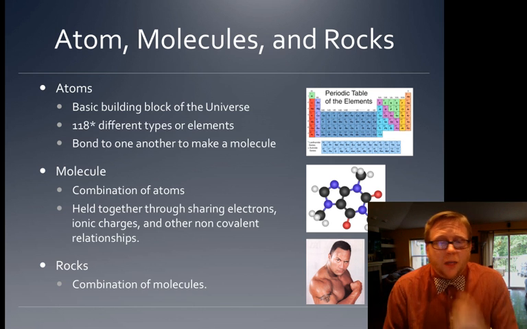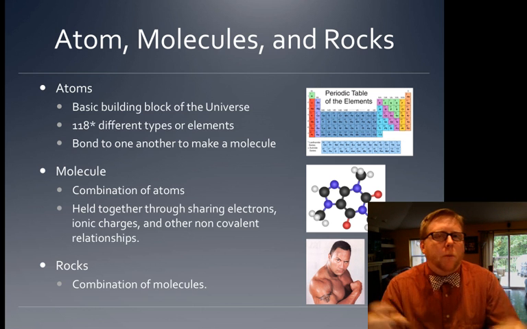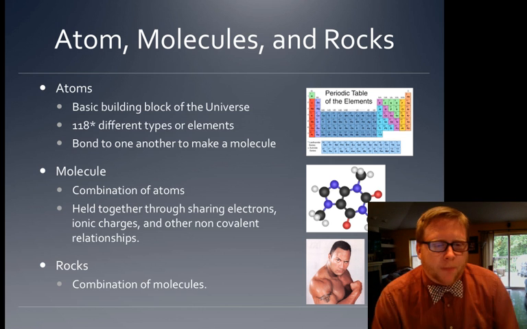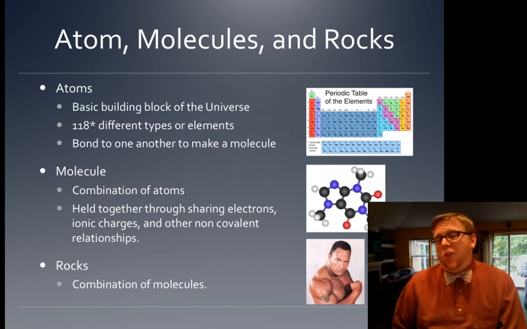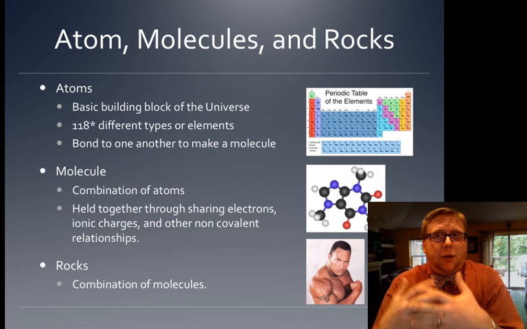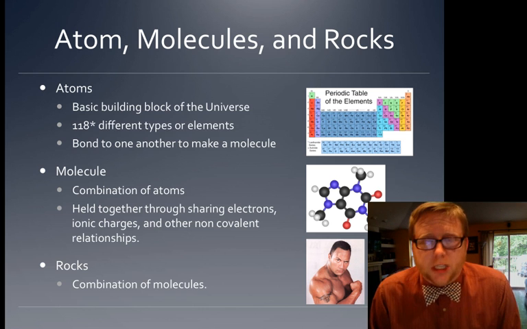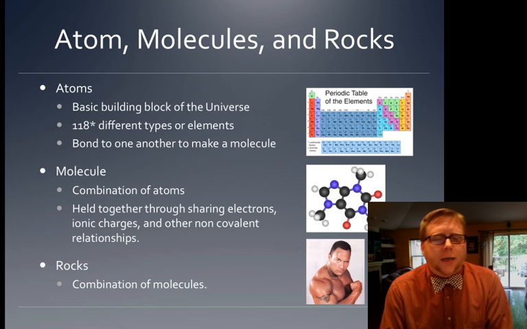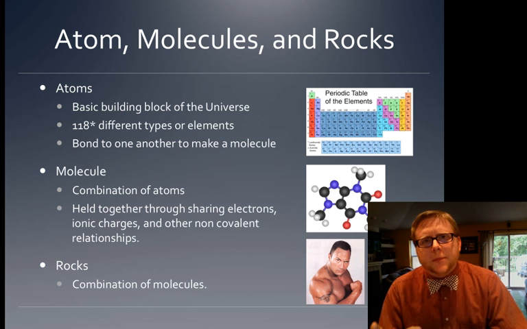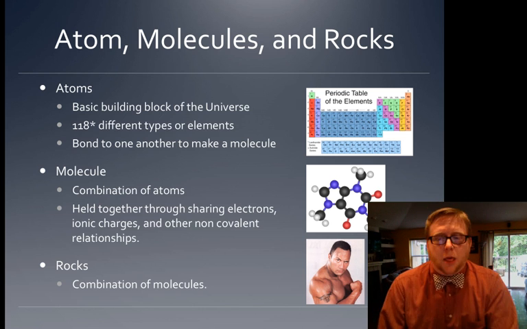So in a molecule, the atoms are linked. They're bound together. They could be sharing electrons. That's called a covalent bond. They could be something called an ionic bond, where they're just kind of being close to each other and sharing charges. Or there could be other things that are called non-covalent relationships. And we could get a whole bunch, and you'll spend a lot more time in chemistry learning about all those different types of bonds. But in particular, they're held together. Right? And when you take all of those atoms into molecules, and you take all of those molecules and you put them together, you could get a rock. In this case, the rock.